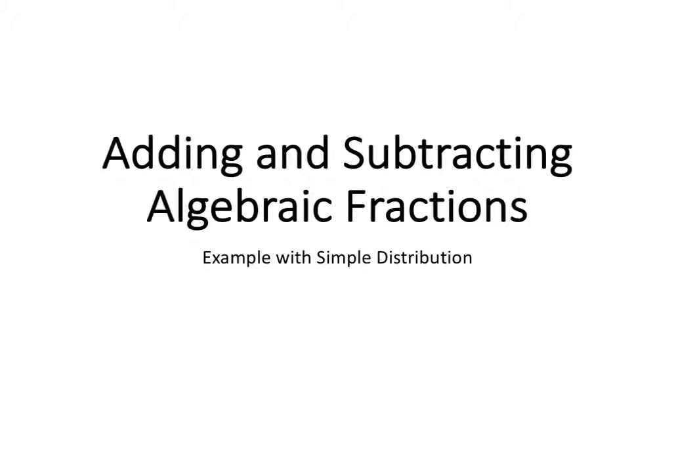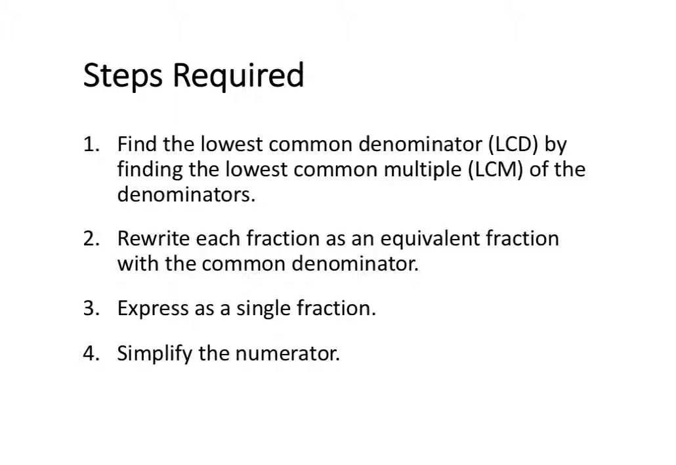In this video, we're going to have a look at how to add and subtract algebraic fractions with an example involving simple distribution. So remember, there are 4 steps required. The first step is to identify the common denominator. The second step is to rewrite each fraction using that common denominator, so it's equivalent to the original. Step 3 is to express the expression as a single fraction. And then step 4 is to simplify my numerator.